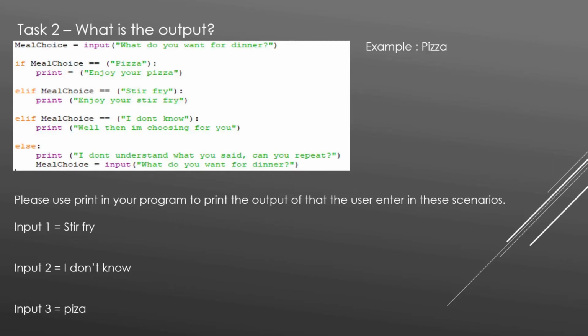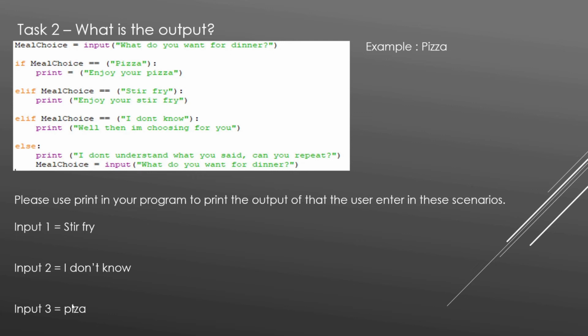Okay, so this is the second task you're doing this lesson, and it's a what is the output game. So what I want you to do is tell me what the output is based on these three inputs to this program that I've given you. So here I've got a slightly altered version of my menu choice program that I showed you just a minute ago. And here I've got the three inputs I'm going to enter into the system, three different times I run the program. So the first time I run the program, I'm going to enter stir fry. The second time I'm going to enter I don't know. And the third time I'm going to enter pizza with just one Z.